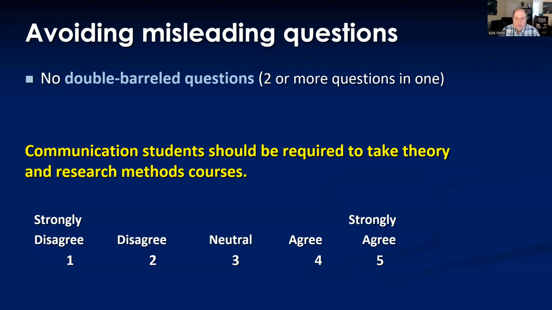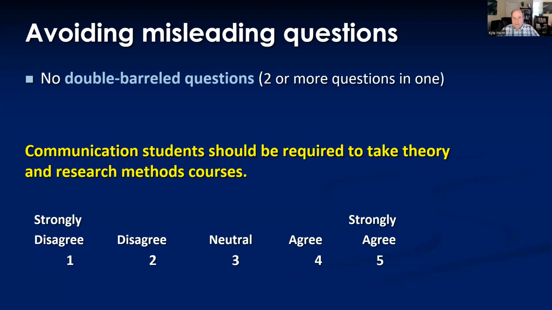Now, the problem with this question, and the use of the word "and" in the statement is a telltale sign of this, is that it's really two separate questions, one about theory courses and one about research methods courses. Because if I were taking the survey, maybe I believe that communication students should be required to take the theory courses, but I also believe that they should not be required to take research methods courses. So how would I answer this question? What am I supposed to do? Because I really have two separate responses to it. Should I average out those two responses? I don't know. That's a problem.